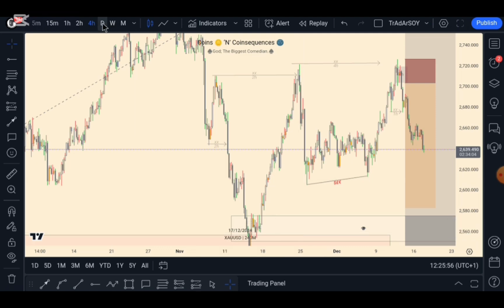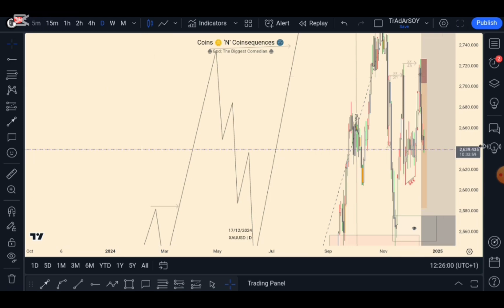There's something called RTO, return to order. A lot of people say return to order block. It doesn't necessarily mean another block.